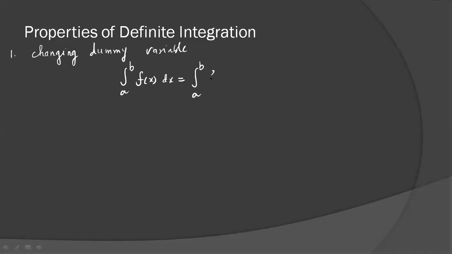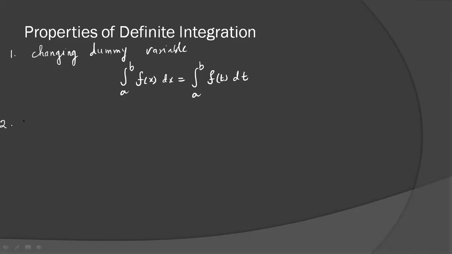First property I am going to discuss is changing dummy variable. Changing dummy variable means if you have integral a to b f(x) dx, then this can be written as integral a to b f(t) dt. This is called change of dummy variable. We can change the variable inside, the limit will be the same here.